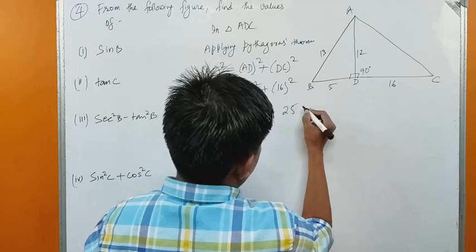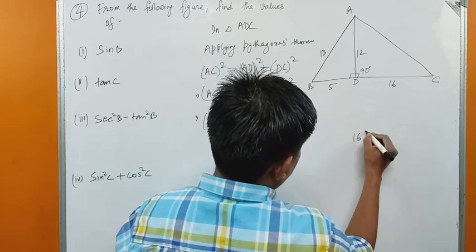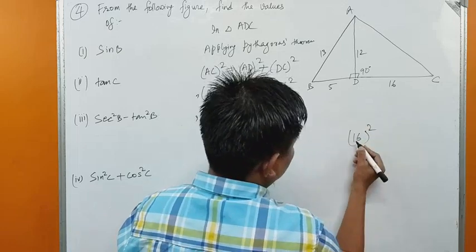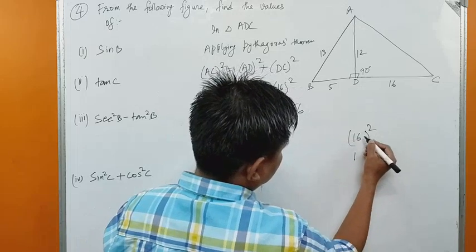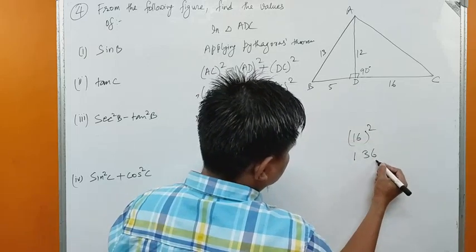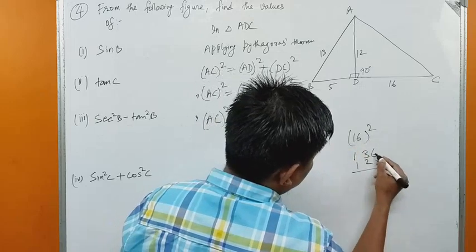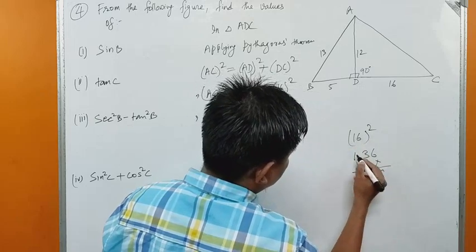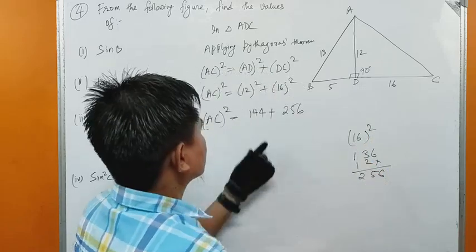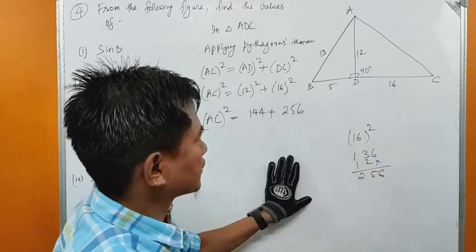256, I think so. Let's find the square. 16 squared. So 1 squared is 1, 6 squared is 36, isn't it? So 1 6 are 6, 6 2 are 12. So 6, 3 plus 2 is 5, 1 plus 1 is 2. So 16 squared is 256, okay?